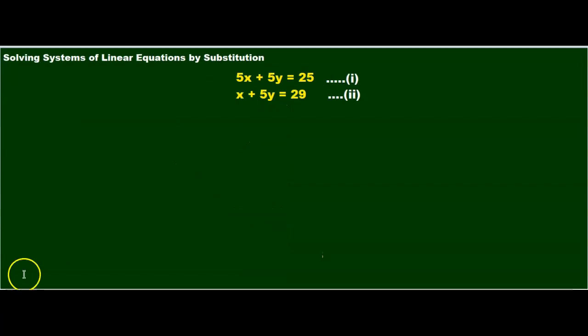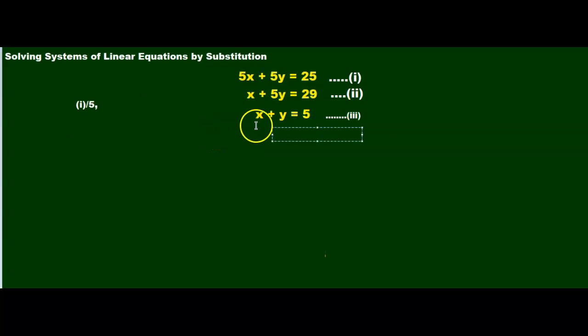What if we have two equations like this? Now, I always suggest that you look for common factors in each of your equations and then simplify it. So if you can see in equation 1, they're all factors of 5. I'm going to say we're going to divide equation 1 by 5. And that gives me x plus y equals 5. I'm going to call that equation 3. Now we want to solve by substitution.